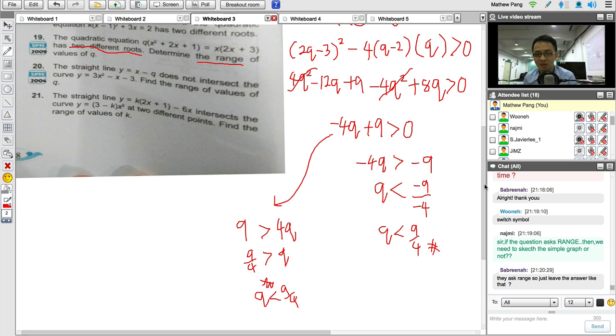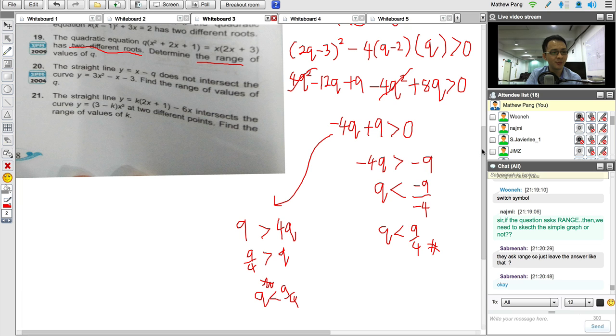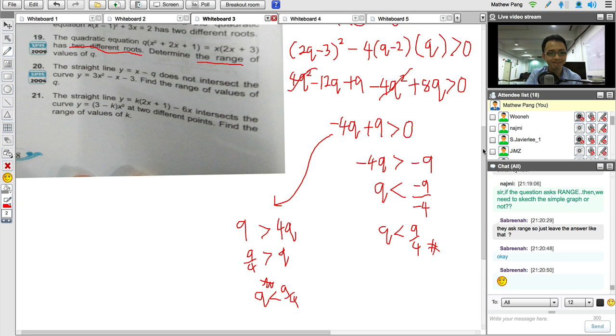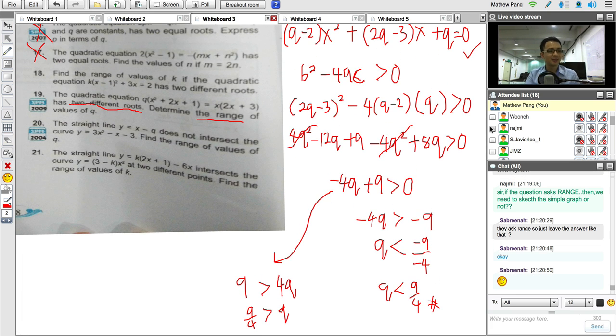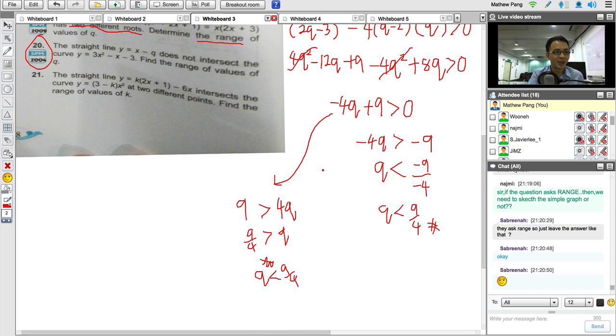Alright, they ask the range, so leave the answer like that. Yes, this is the final answer. Q is less than 9 over 4. This is the range. Okay? Yes, let's have a look at question 20. Yes, the straight line, blah, blah. Okay, good. Yeah, question 20 is an important one. So let's have a look at question 20 together.